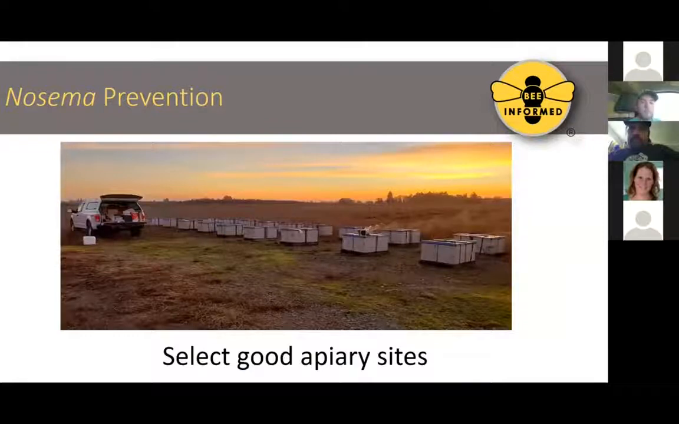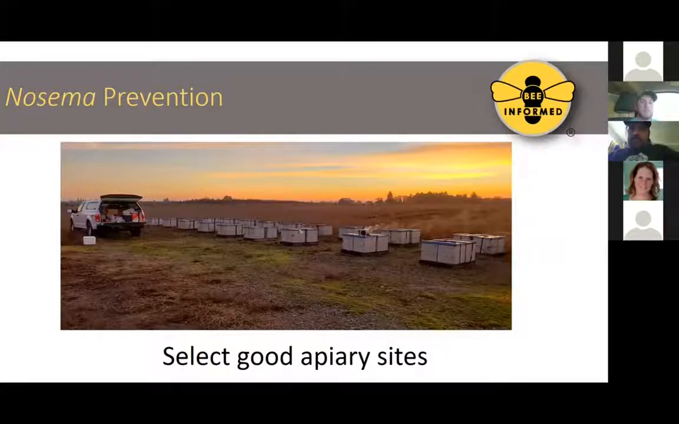Okay, so next thing is choose good apiary sites. So you want to choose good sites with good forage, which goes back to good nutrition, which in turn goes back to the good brood production. So sites with good forage, proper ventilation, good water drainage, and good site accessibility. So like we just said, the good nutrition goes back to good brood production.